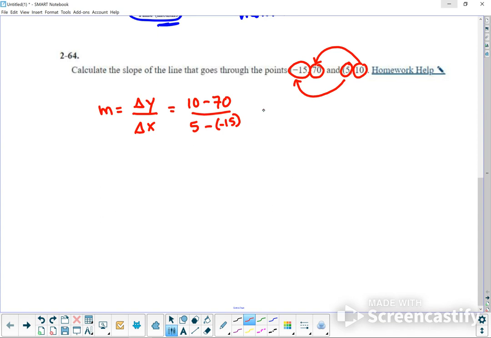Okay, 10 minus 70 is negative 60. 5 minus negative 15 is going to be 20. Okay, so that's saying we're losing 60 for every 20. But we can get a unit rate, and that's basically dividing both by 20, and you're going to get negative 3 over 1, or just negative 3.